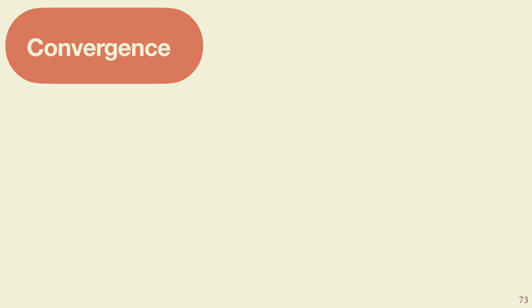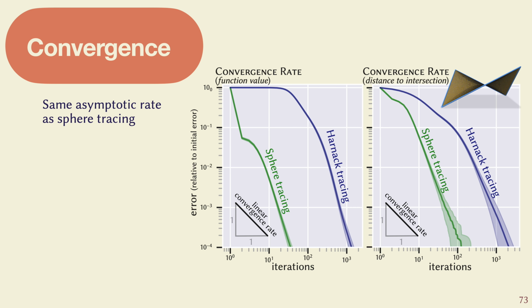I'll also quickly comment on convergence. We showed that when using Harnack tracing, your rays converge to points on the surface at the same asymptotic rate as sphere tracing. To measure some results in practice, we explicitly meshed a level set of an angle-valued harmonic function in order to run sphere tracing against it, and we did indeed see the same rate of convergence for both sphere tracing and Harnack tracing, although the constant for sphere tracing was far better, and it required many fewer iterations overall.